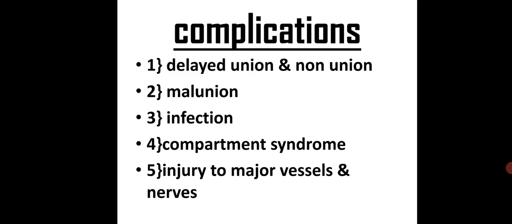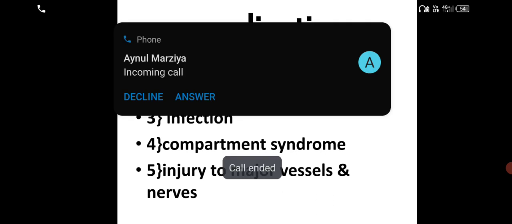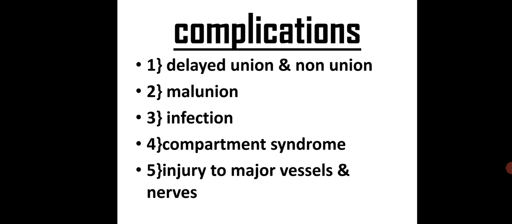And fifth, injury to major vessels and nerves. Occasionally, a fracture of the tibia, especially in the upper third of the shaft, may be associated with injury to the popliteal artery or common peroneal and tibial nerves. Therefore, examination of the neurovascular status of the limb in a fresh case is of vital importance to prevent serious complications like vascular gangrene.